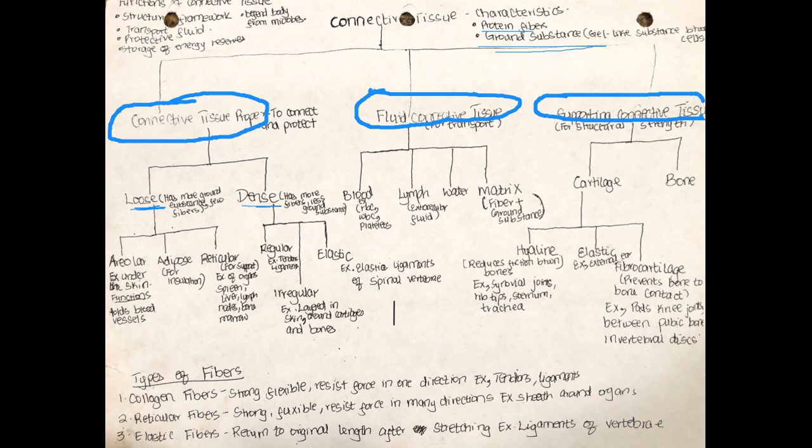So the areolar, the adipose, and reticular are the subcategories of loose connective tissue. And then when it comes to dense connective tissue, the subcategories are regular, irregular, and elastic.